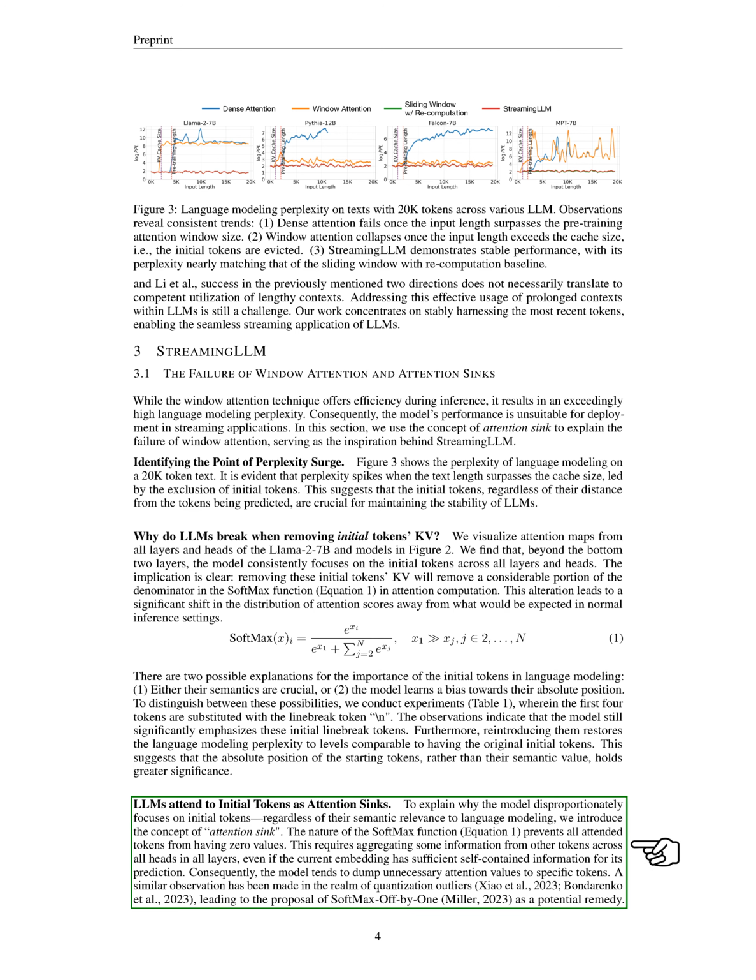To explain why the model focuses so much on the initial tokens, we introduce the concept of an attention sink. The softmax function prevents all attended tokens from having zero values. This means that some information from other tokens must be aggregated across all heads in all layers, even if the current embedding has enough self-contained information for its prediction. As a result, the model tends to dump unnecessary attention values to specific tokens.